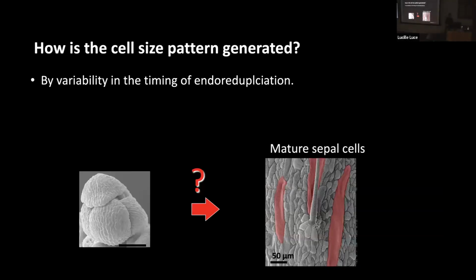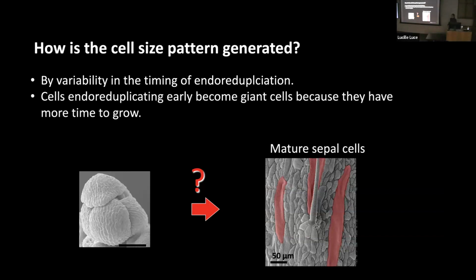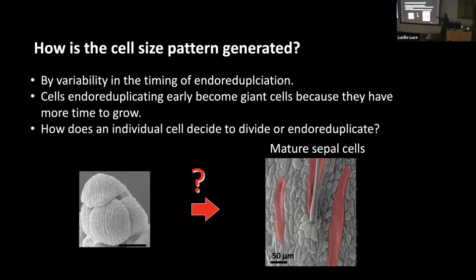Okay, so how is this cell size pattern generated? We know it's by a variability in the timing of endoreduplication. We know cells that endoreduplicate early become giant cells because they have this extra time to grow, right? They're just growing and replicating their DNA the whole time. But how does an individual cell make this decision to divide or endoreduplicate?